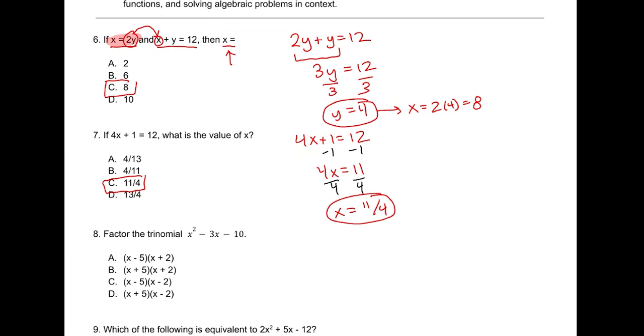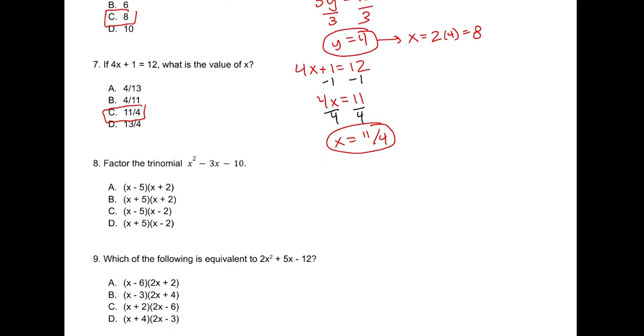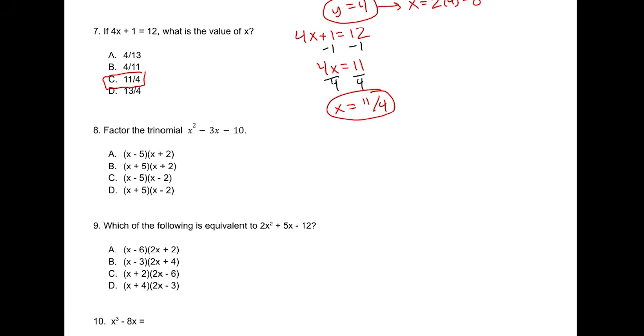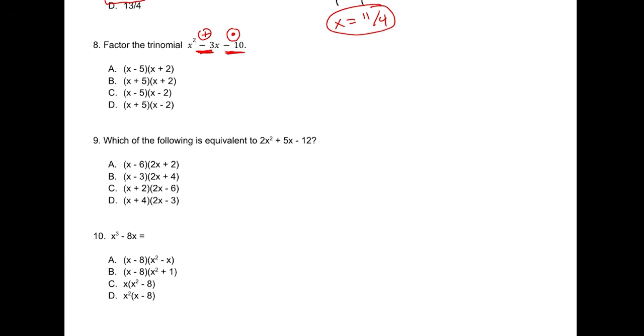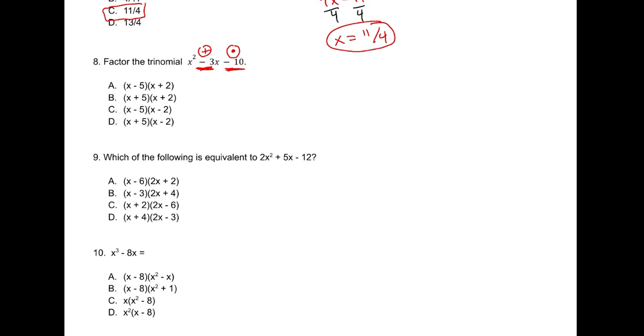Number 8 says factor the trinomial. So to factor a trinomial, you're going to be looking at the final term, and you're going to try to find numbers that multiply to give you this one and add up to give you this one. But before we come up with those numbers, I want to give you a different strategy that you can use for problems 8, 9, and 10, and really that you can use on any problem where you're just trying to compare an expression in the problem to the answer choices.